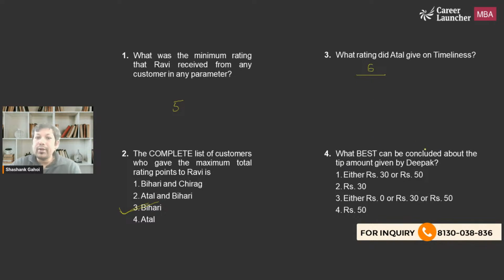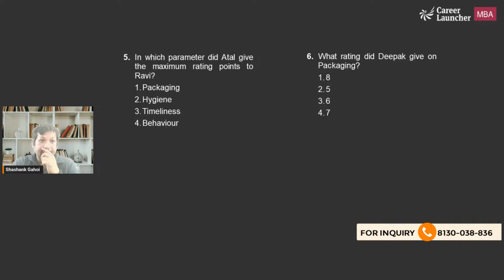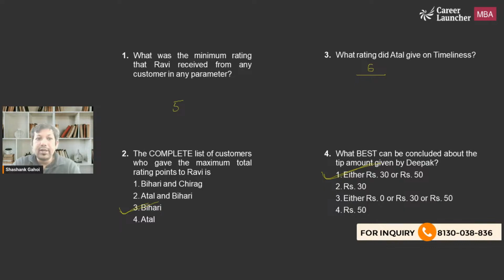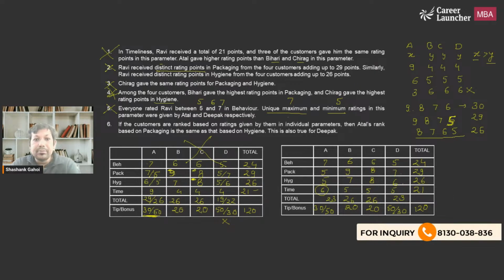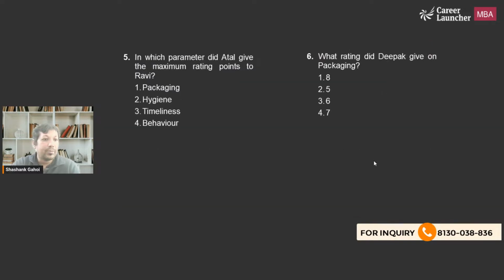What best can be concluded about the tip amount given by Deepak? So for Deepak, I'm not sure if it is 30 or 50. So my answer of this question is going to be option 1, that is either 30 or 50. He is definitely not going to get 0 from Deepak. Now, in which parameter did Atal give the maximum rating points to Ravi? Okay, so Atal gave the maximum rating point to Ravi in this behavior. So the answer of this question is going to be option 4.